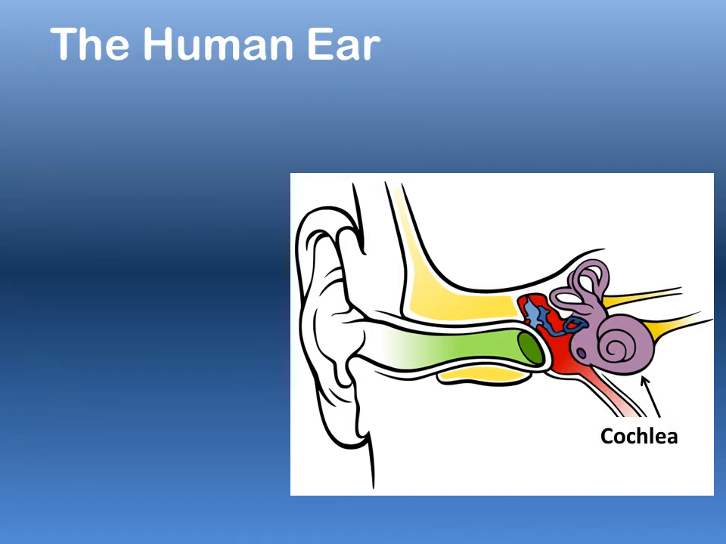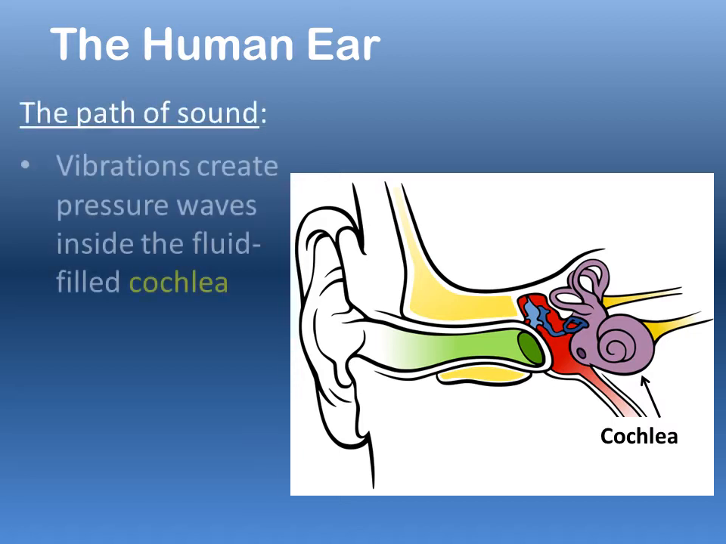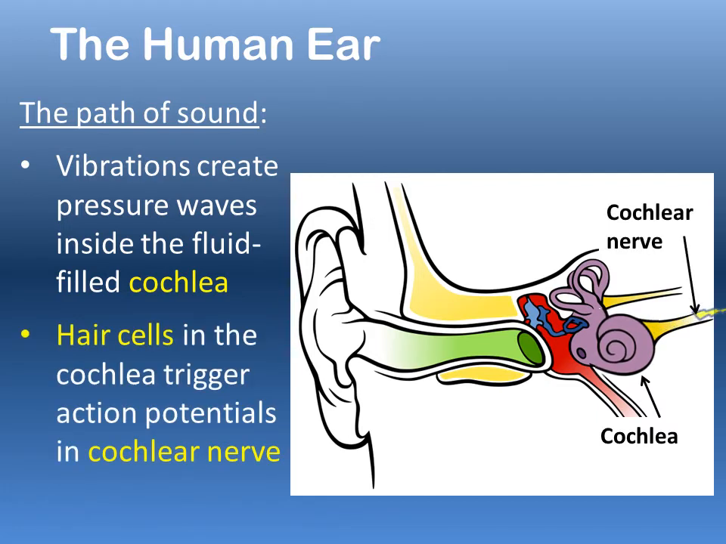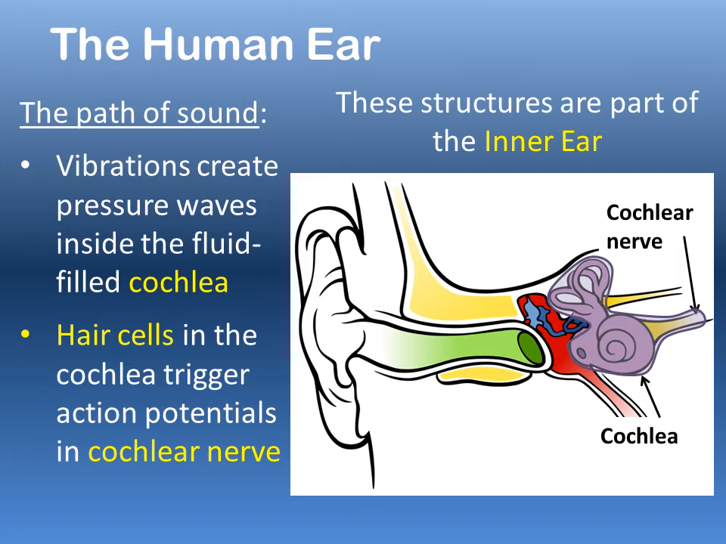After the vibrations have been transferred to the inner ear, the cochlea is a big spiral-shaped organ in that location that will vibrate from those vibrations. And the cochlea has these fluid-filled chambers lined with hair cells. And hair cells are the mechanoreceptors that will trigger action potentials and synapse directly with the cochlear nerve to deliver those signals to the brain. Now, these structures are part of the inner ear.